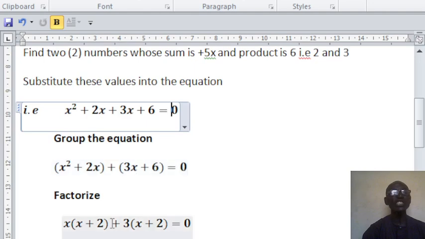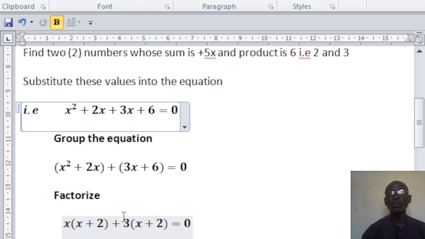The next stage is for you now to factorize the equation. If you look at this group here, it is clear that something is common. What is common here? You have x is common here, and x is also common here. So you factorize, you bring out the x, leaving one of the x there. You take this x, you're leaving your 2 there. You have factorized.